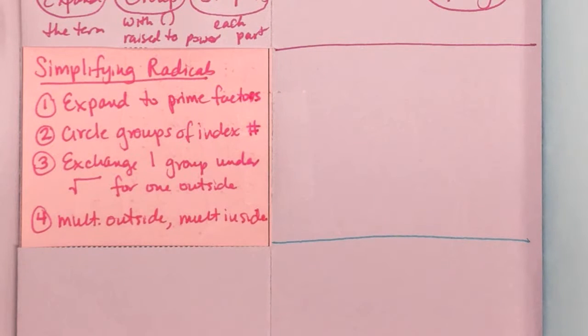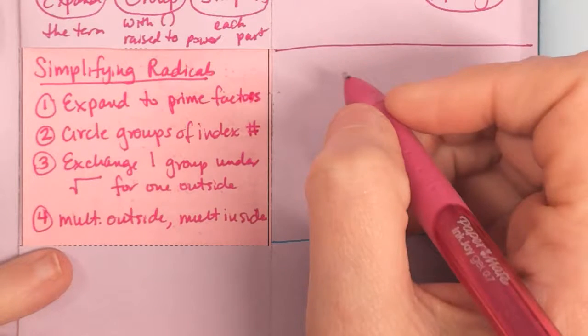Okay. So we're going to expand to prime factors. Circle groups of the index number. So whatever that index number is, we're going to circle groups that have that many in them. We're going to exchange one group under the radical for one of that thing outside. We're going to multiply our outside and multiply our inside. Multiply outside, multiply inside. Okay? So let's try an example.